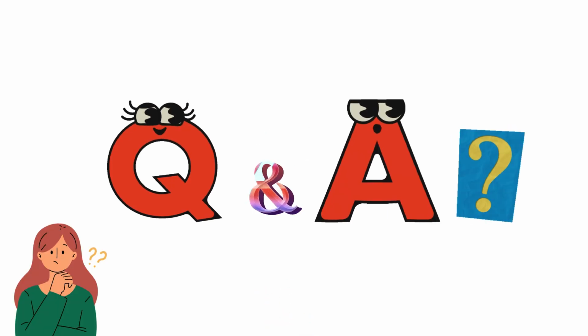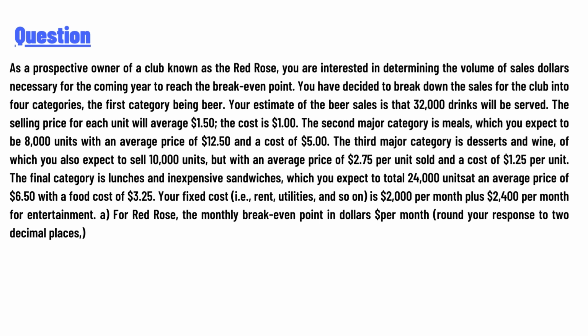So our today's question is: As a prospective owner of a club known as the Red Rose, you are interested in determining the volume of sales dollars necessary for the coming year to reach the break-even point. You have decided to break down the sales of the club into four categories. The first category being beer. You estimate that in beer sales, 32,000 drinks will be served. The selling price for each unit will average 1.50.